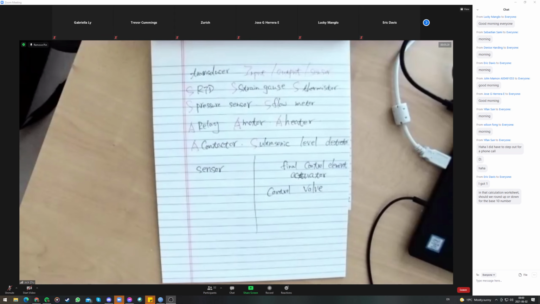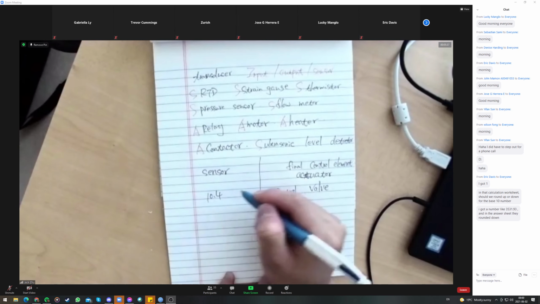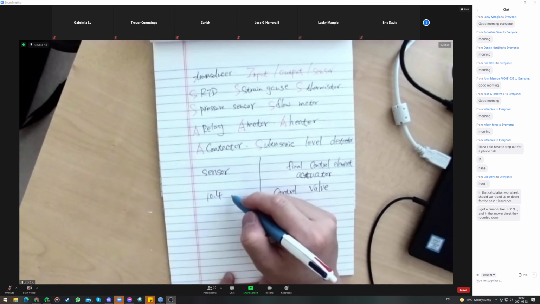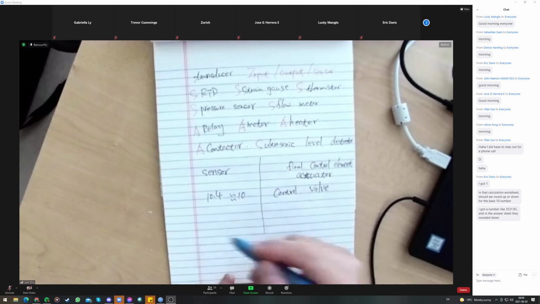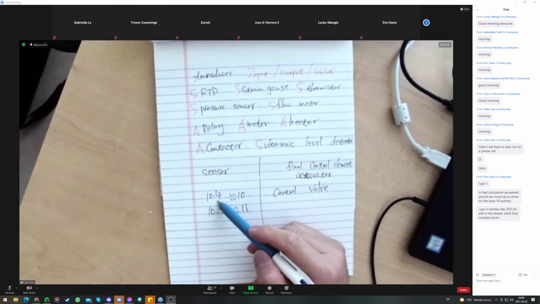When you're rounding, there's a general rule for rounding. If you have a 10.4, when you round, it's equal to 10. If it's a 10.5, when you're rounding, you can round to 11. So it depends on that number.